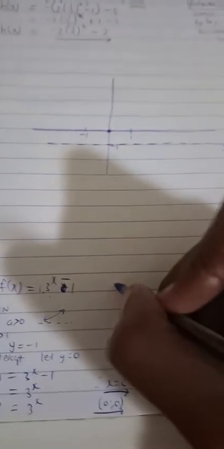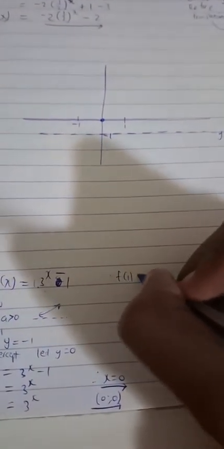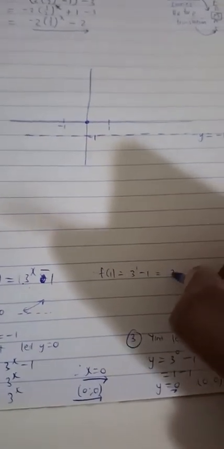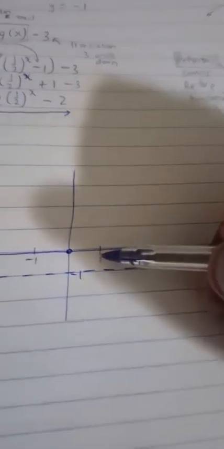So that means when I substitute 1 into the function, I get 2. So 1 and 2 is a point that is on the function. I'm going to say when x is 1, y is 2. So that's a point that I can actually use when I sketch.